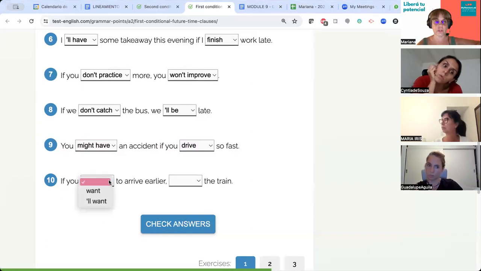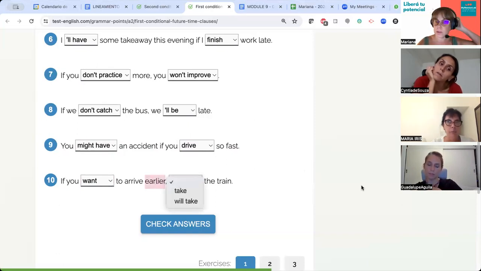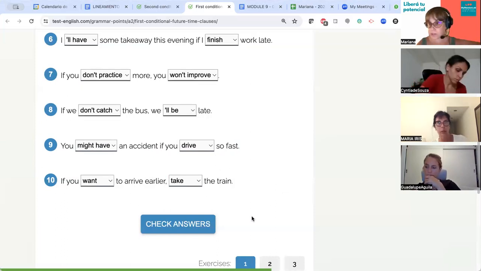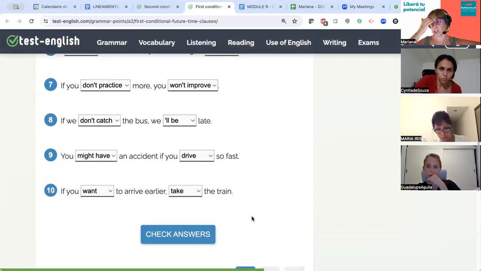If you want to arrive earlier, we'll take the red train. And if I choose this one, where is the subject? The I, you, he, she, it. No subject. So this is impossible. Take the train. Is it like the order? It's a command, exactly. Tomate el tren. Si querés llegar más temprano, tomate el tren. Okay. So, can you see the alternatives that you can have when we create conditional sentences?